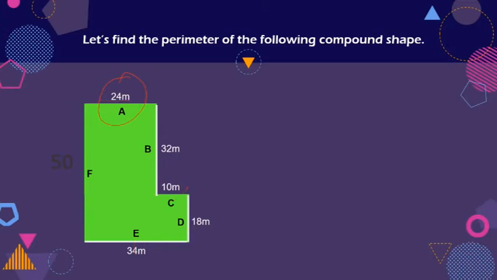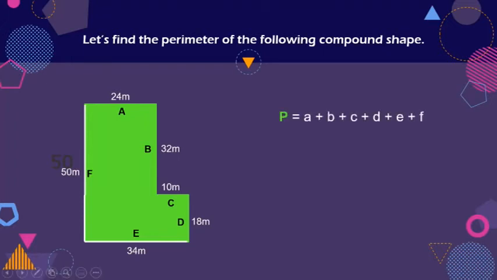Now, what about side F? Jaffer said it's 50. Let's see if his answer is correct, maybe it's wrong. B and D are the opposite sides of F, so the total of B and D makes up F. We need to add 32 and 18. So 32 plus 18, we've got 50 meters. So Jaffer is correct. Very good.